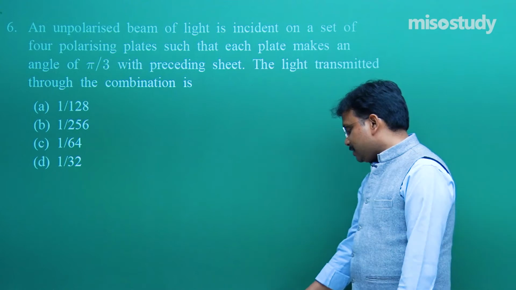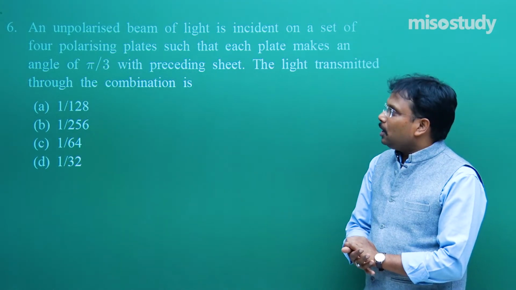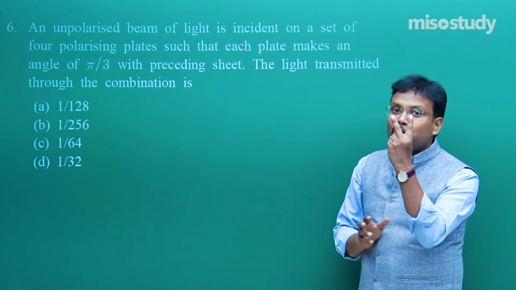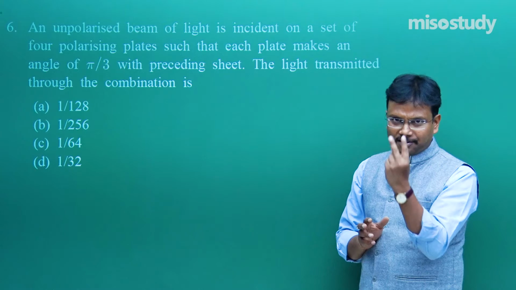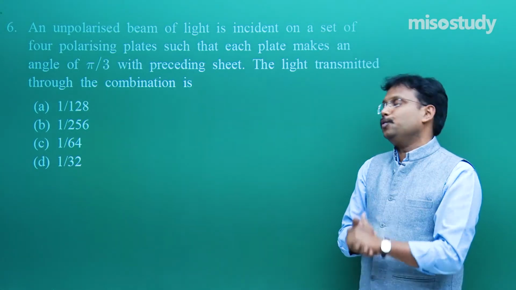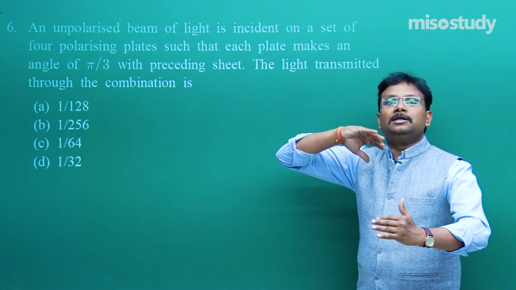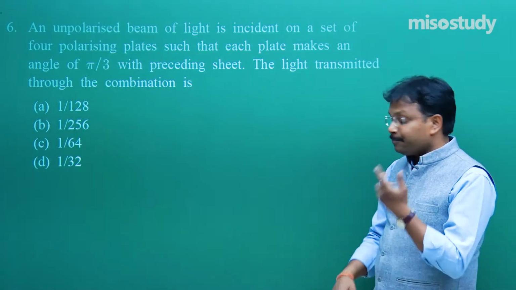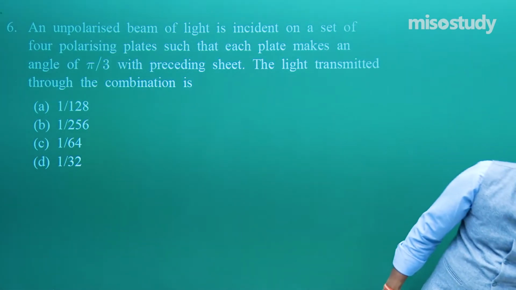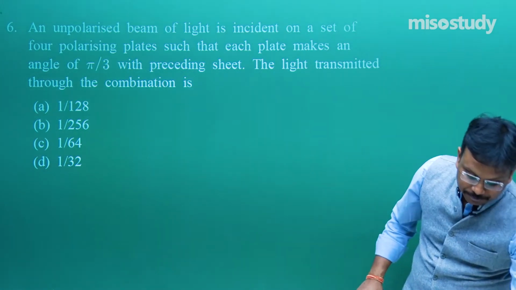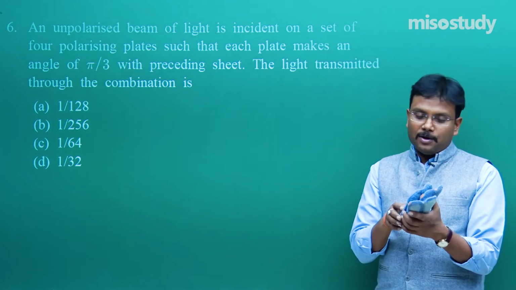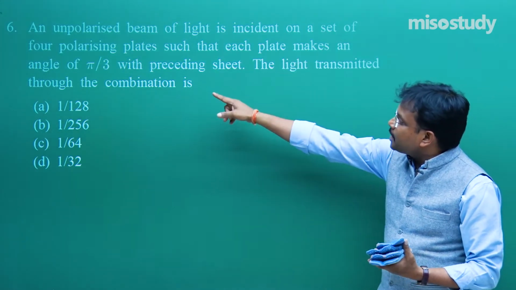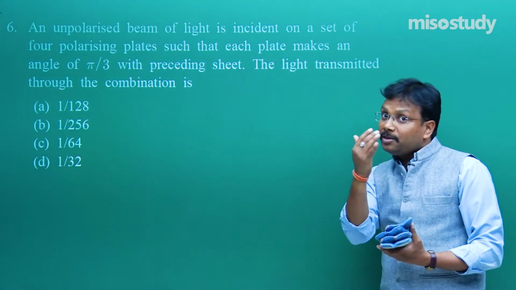Now, if you try to recall, in the previous video we started our discussion with the same type of problem, and there were 2 plates, 2 tourmaline crystals, crystal number 1, crystal number 2, C1, C2. In this I make the number 4. It may be a tourmaline crystal, but there are 4 plates. Let me show you in this fashion. Let us say these are 4 plates, arranged one after another, but each plate making angle pi by 3 with the previous one.